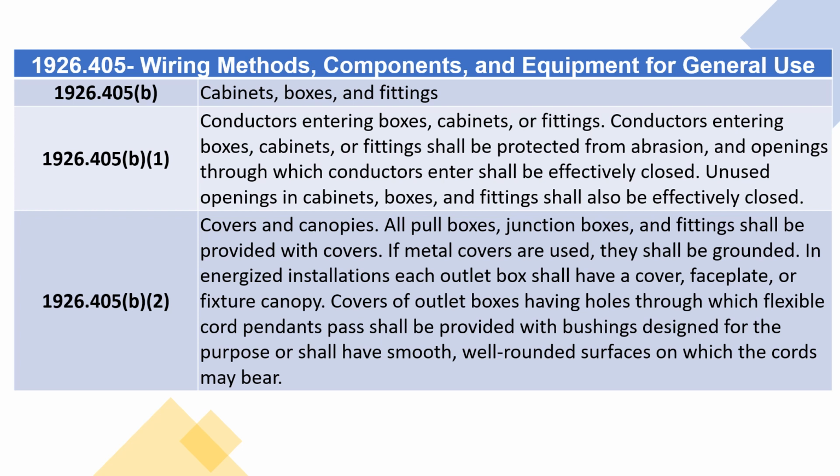1926.405 B.2 Covers and canopies. All pull boxes, junction boxes, and fittings shall be provided with covers. If metal covers are used, they shall be grounded. In energized installations, each outlet box shall have a cover, faceplate, or fixture canopy. Covers of outlet boxes having holes through which flexible cord pendants pass shall be provided with bushings designed for the purpose or shall have smooth, well-rounded surfaces on which the cords may bear.